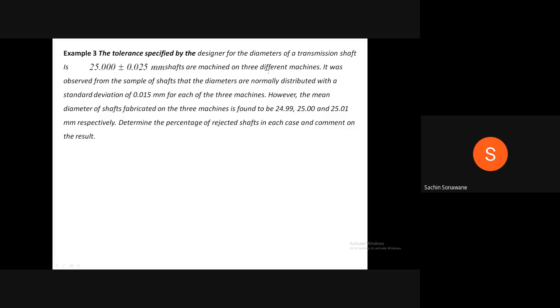Shafts are machined on 3 adjacent machines. It was observed from the sample of shafts that the diameters are normally distributed with a standard deviation of 0.015 mm for each of the 3 machines. However, the mean diameter of shafts fabricated on the 3 machines is found to be 24.99, 25.0, and 25.01 mm respectively. Determine the percentage of rejected shafts in each case and comment on the result.